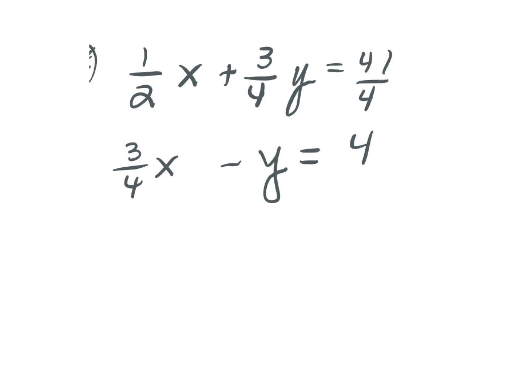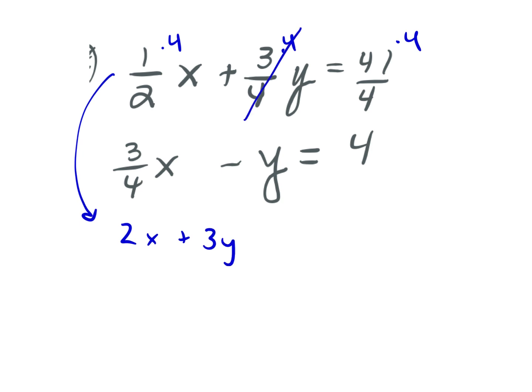I can multiply the first one by 4. So whatever our least common denominator is, that would be the best to multiply everything by. That way we get rid of the 4 from the denominator. What's 1/2 times 4? 2. So this would be 2x plus, what's 3 over 4 times 4? 3y. And then 41 over 4 times 4? 41. So the 4 on top cancels out with the 4 on the bottom.